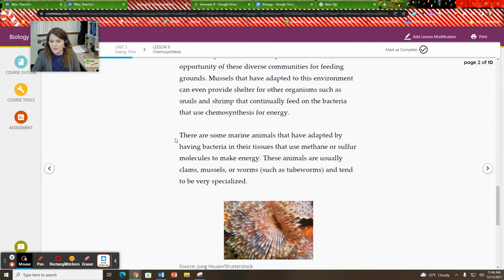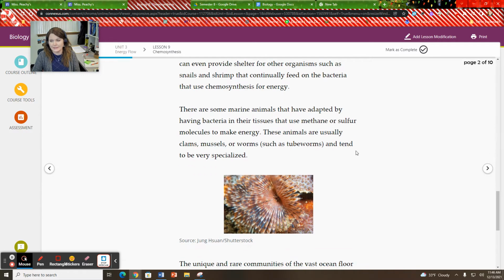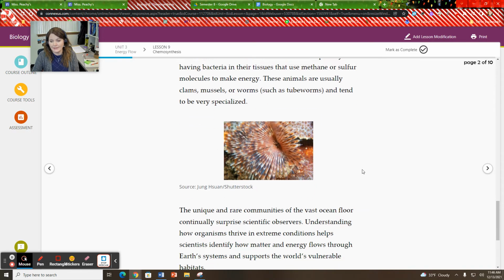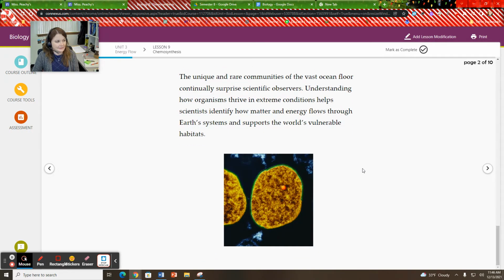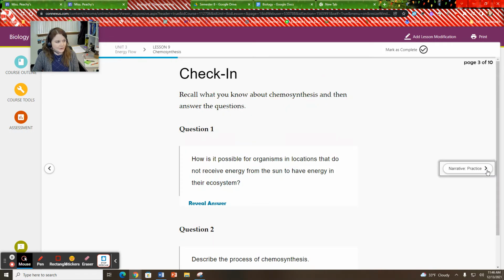So there are some marine animals that have adapted by having bacteria in their tissues that use methane or sulfur to make energy. An example of this would be the tube worms that are found near these hydrothermal vents. They're very specialized. They have a mutualistic relationship with the bacteria, so they benefit from the bacteria living in their tissues, and the bacteria benefit from them as well. There are some very interesting organisms that rely upon these systems. Like I said, primarily bacteria are going to be your chemosynthetic organisms.